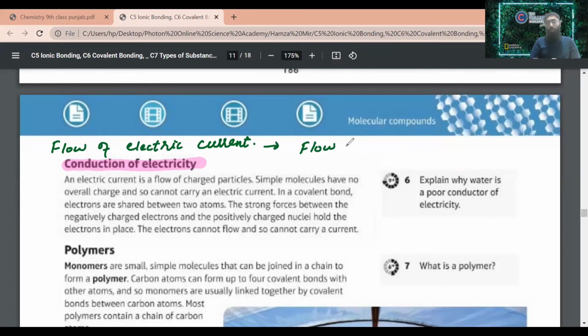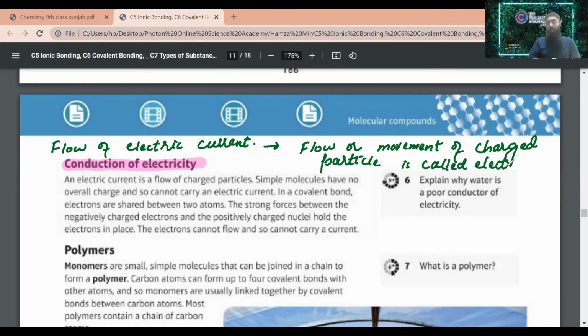Flow of charge, or movement of electrons. Movement of charged particles is a much better phrase. The movement of charged particles is called electric current. This is the definition of electric current.